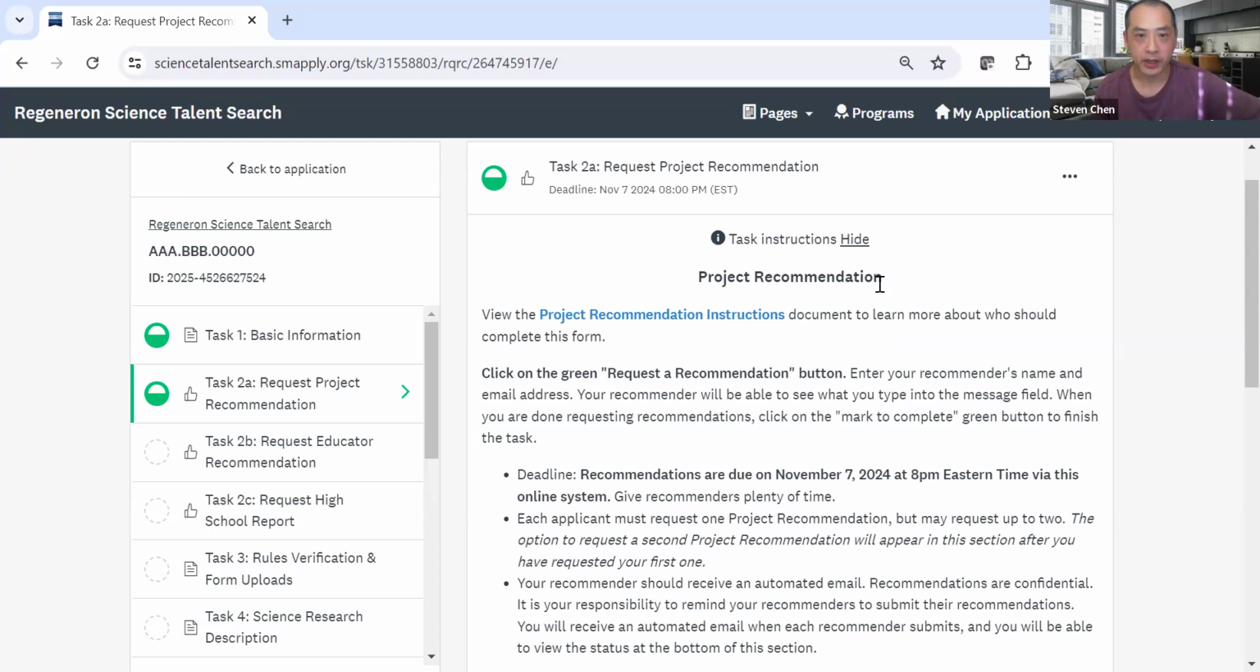Here you are allowed to submit 1 to 2 recommendations. If you decide to submit 2, you need to make sure that one must be closely related to the research report that you are going to submit. For instance, if the research report you are going to submit is under the supervision of someone called XYZ, then it's very likely that you need to have XYZ be your project recommender to write a letter. Because in the past, we saw cases where a student did research under the supervision of XYZ, but the student asked 2 different people to write letters.